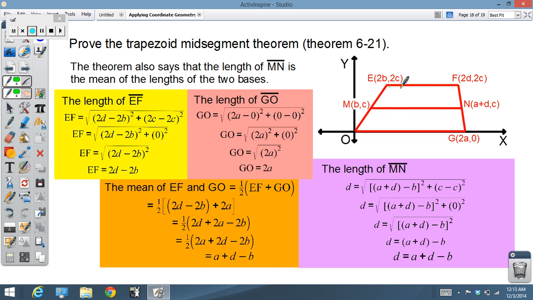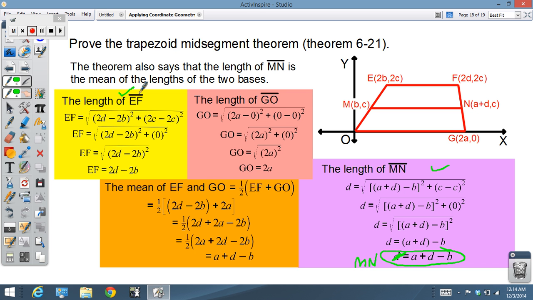Distance formula to find the length of EF. You can follow through. Okay? Distance formula to find the length of GO. And we didn't even have to really do that because I know that the length is just from 0 to 2A, right? But anyway, you see the distance formula going on there. Down here, the length of MN, and it comes out to be this kind of strange thing here. Okay? Actually, I should have erased that D and said it's MN there. But anyway, length of MN is A plus D minus B.